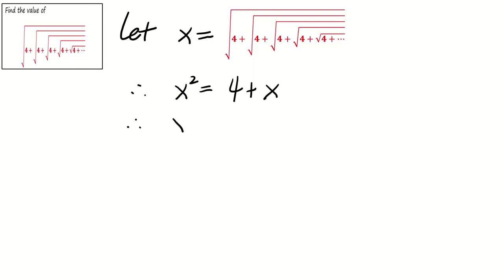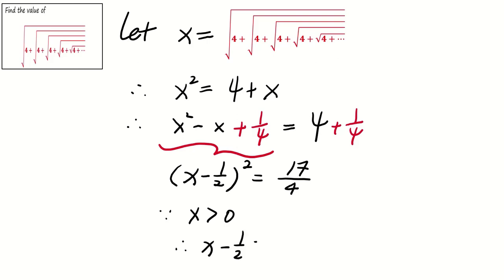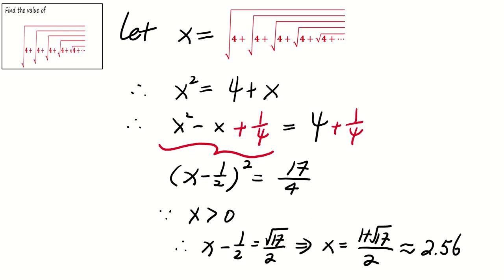Rearranging the terms, we get x squared minus x equals 4. Now add 1 over 4 to both sides. Completing the square on the left hand side, we obtain x minus half squared, and for the right hand side, it is 17 over 4. Since x is positive, x minus half equals square root of 17 over 2, which means x equals 1 plus square root of 17 over 2, which is about 2.562.